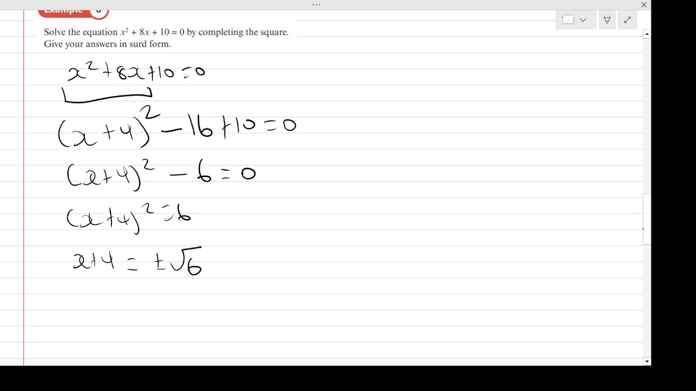Anyway, so you have plus or minus root 6. And then, to get x on its own, to solve it, move the 4 to the other side. So subtract 4, so then x is minus 4 plus or minus root 6. So our two solutions are x is minus 4 plus root 6 and x is minus 4 minus root 6. And there we are.